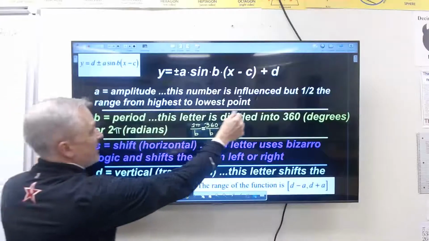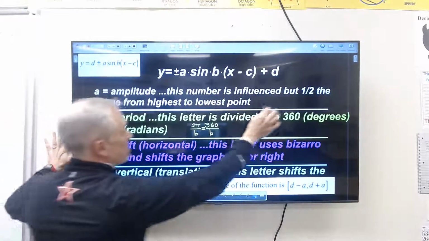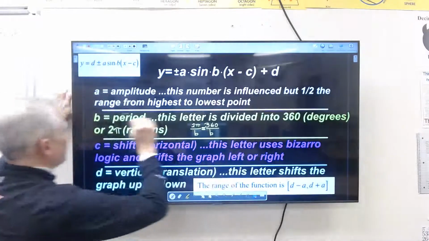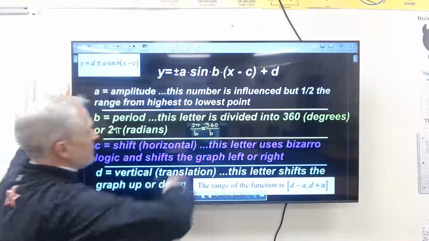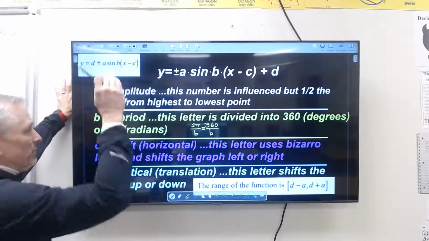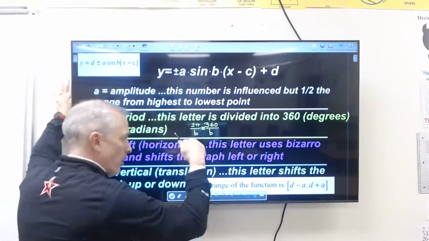Amplitude. This number is influenced by half the range, from the highest to lowest. I think it should have "by." I'll try and fix that. So that 5.4 we saw earlier, that would go right there. That's the amplitude, from the midline to the highest point or to the lowest point.